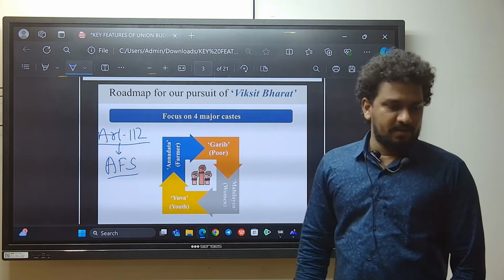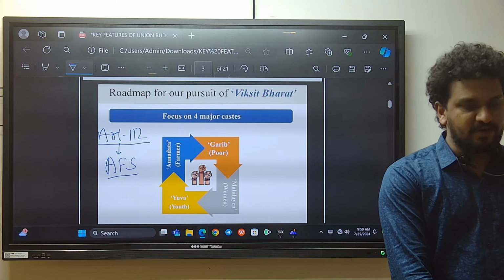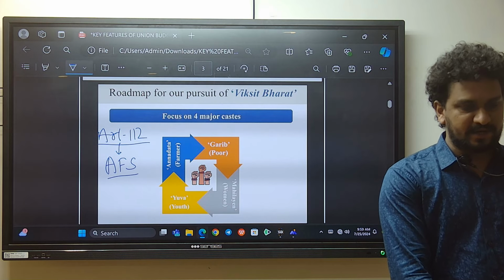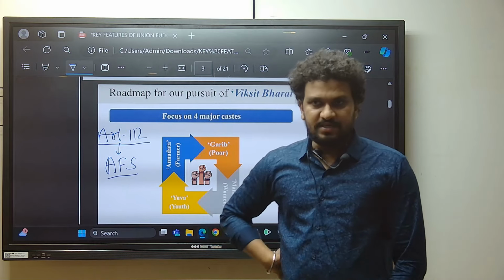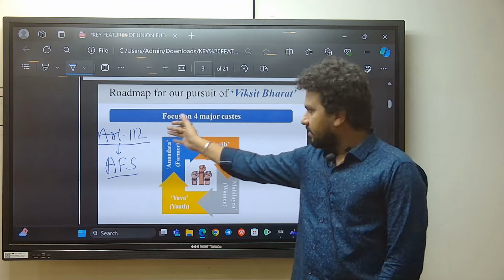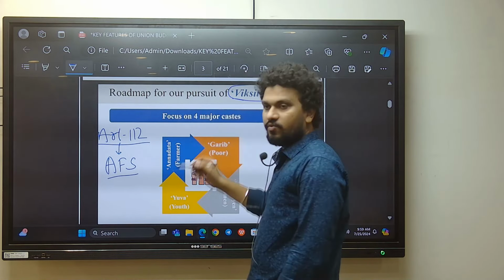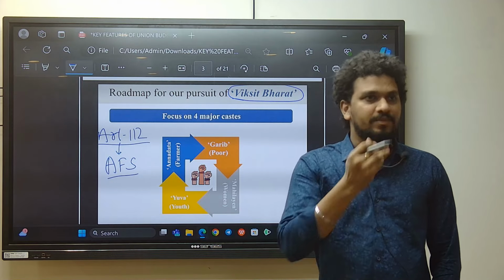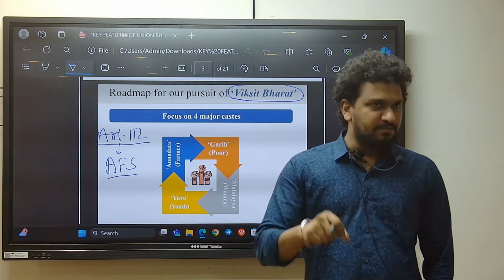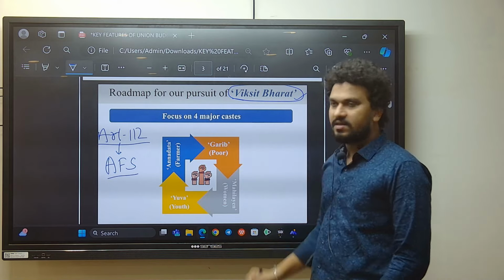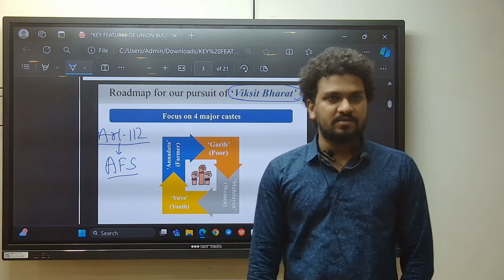See, this year's budget, in order to understand budget, or if we talk about the basic things with respect to budget, whenever you talk about budget, the first document, the first page of the budget talks about the roadmap for pursuit of Viksit Bharat. So what is this Viksit Bharat? Viksit Bharat means we are moving ahead of times to reach this stage. Every budgetary document has highlighted this roadmap for the pursuit of Viksit Bharat.